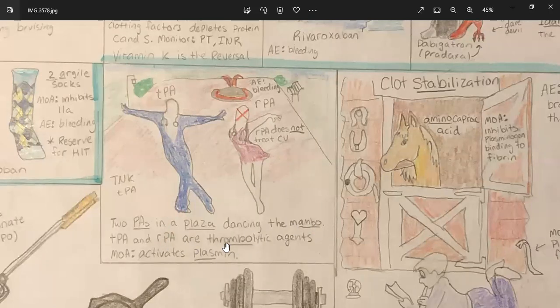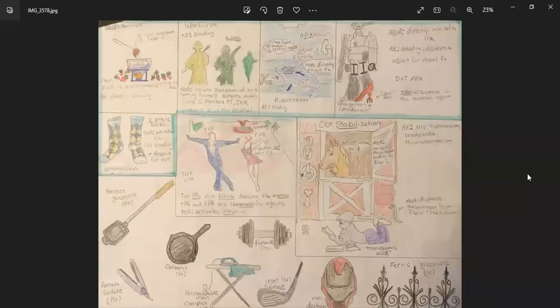they're dancing the mambo because these are thrombolytics, and they're in a plaza for plasmin. Adverse effects are bleeding. There's a bloody fountain over here. And then again, just the newer version of TPA is TNK, but we didn't really talk about it that much. So that is all the drugs to go over for neurology. Hopefully that was helpful.